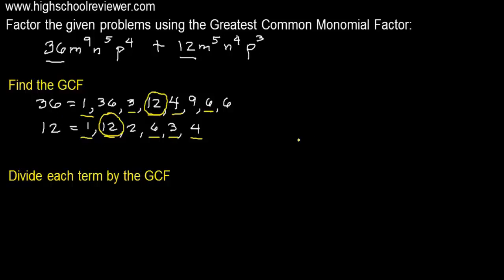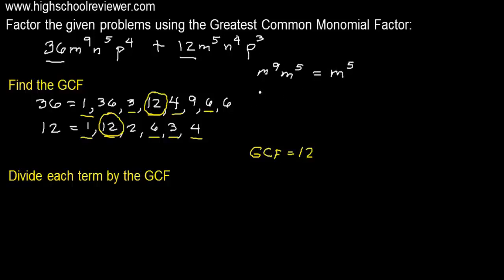Okay, we can now put here the greatest common monomial factor, or the GCF. We can now put 12. Okay, so we will find the other common monomial factors. Let us start with the m variable. For the m variable, we have here m^9 and m^5. The greatest common factor here will be the one with the lowest exponent. 5 is the lowest among the two. Our greatest common factor will be m^5.